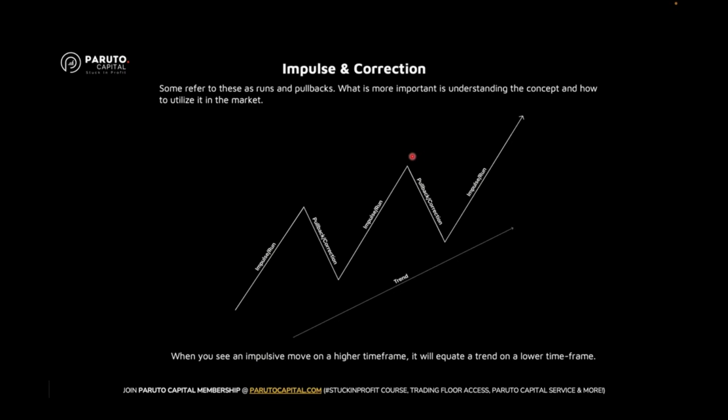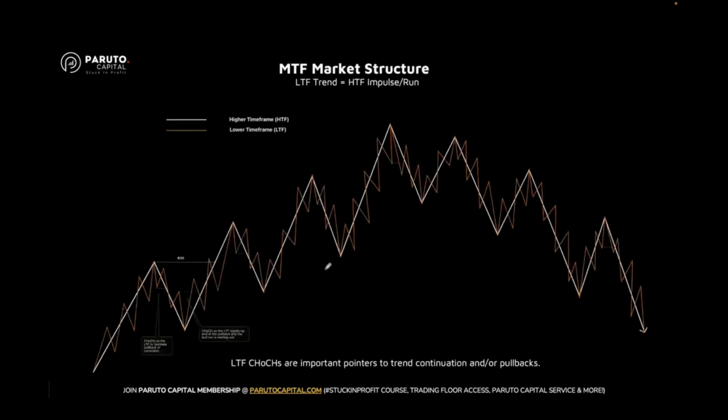So the rally up can be called a run or an impulse, right? Then the pullback, some persons might call it a correction, is just the same thing. The most important thing is understanding the concept. Now when you see an impulsive move on a higher time frame, for example this type of move from here, it's usually a trend on a lower time frame. That's just something to note, and we're going to see that shortly.